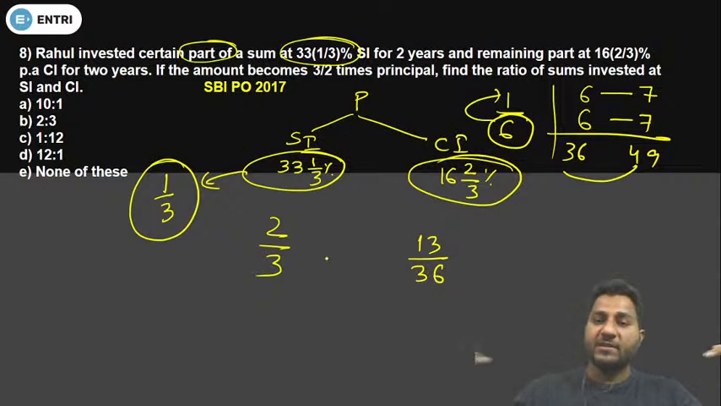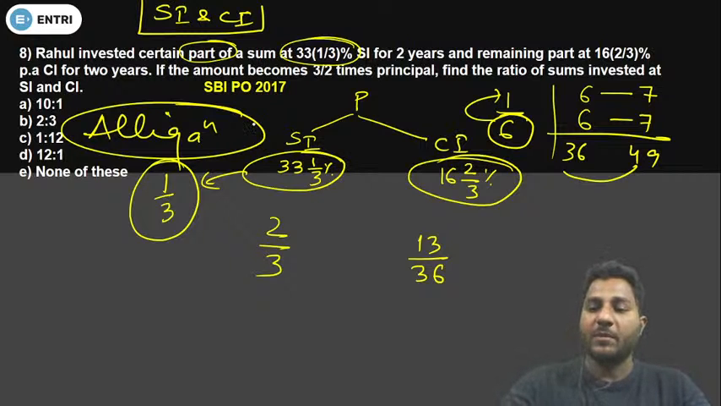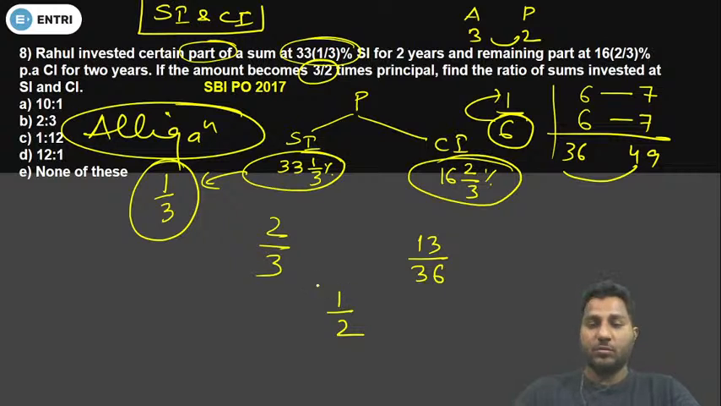Now, if we are mixing the concept, that means we are using what method? Alligation method. Look at the question. I'm using alligation method for an SI and CI question. If you're getting the concept, that would be very good. Now, the whole amount will become 3 from principal 2. That means the whole interest will be 1 by 2.